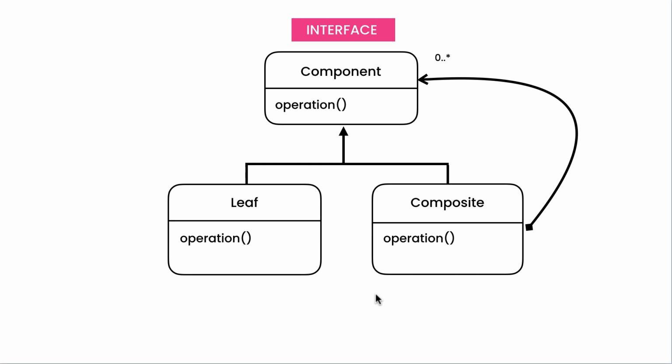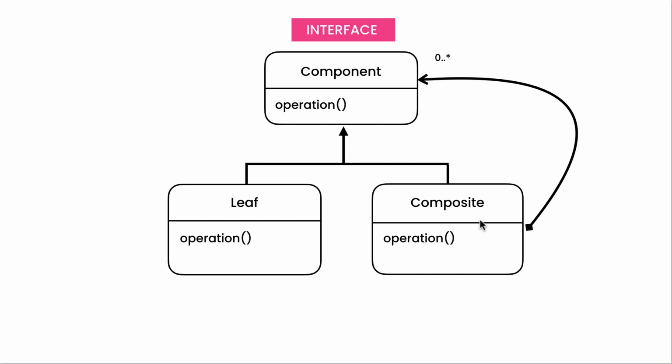Here's the structure of this pattern in the Gang of 4 book. On the top, we have this component interface, which declares an operation that is common between parts and containers. So this leaf class represents an individual part. It's like our shape class, and the composite class is like our group class.